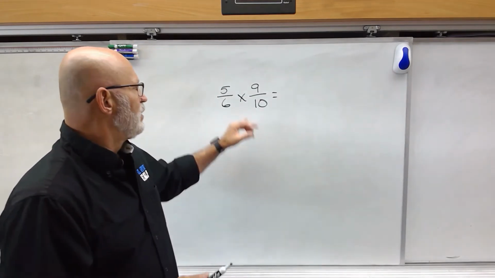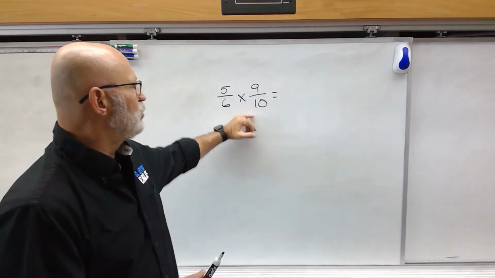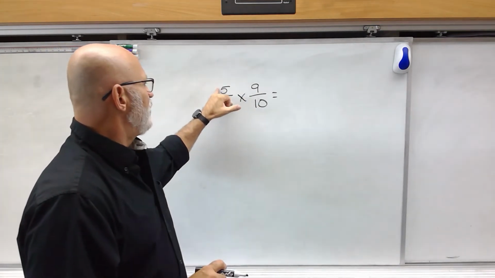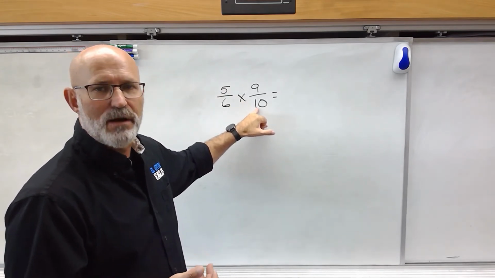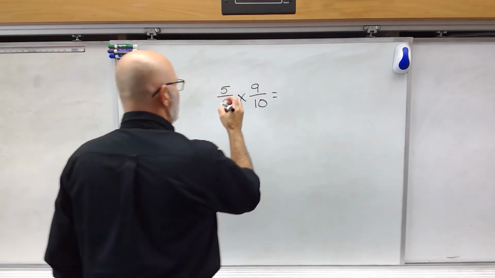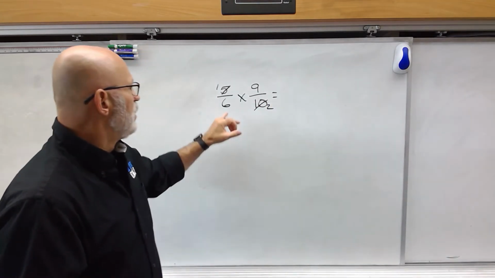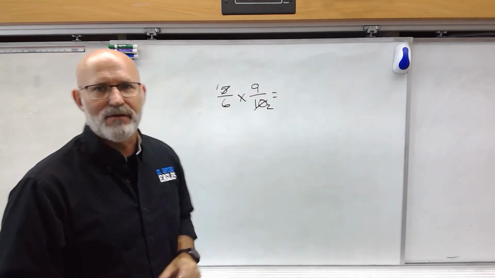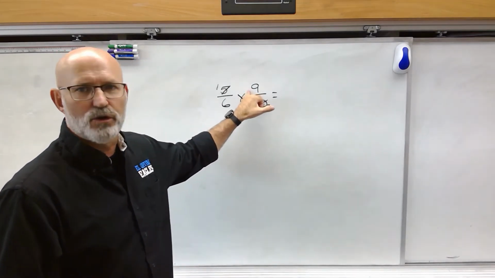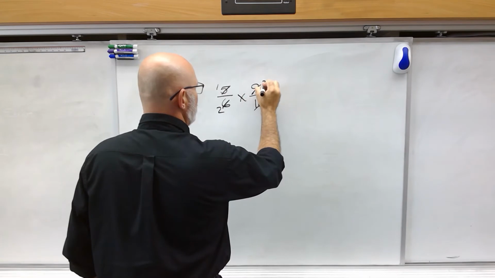Okay, so now I've got this problem here, 5/6 multiplied by 9/10. Now, the reason I chose this is because I can cross cancel both sides. So if I have 5 and 10, well, the common factor is 5, so 5 will go into 5 once, 5 will go into 10 twice. So let's go ahead and do that. So we got 1 and 2. Now, 6 and 9 have a common factor, and that is 3. 3 will go into 6 evenly, and 3 will also go into 9 evenly. So 3 goes into 6 twice, 3 goes into 9 3 times.